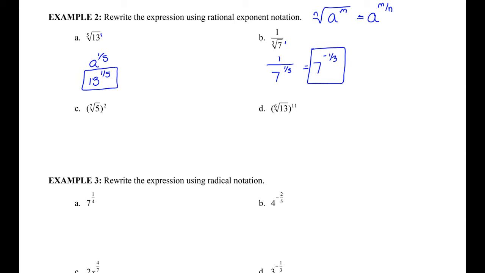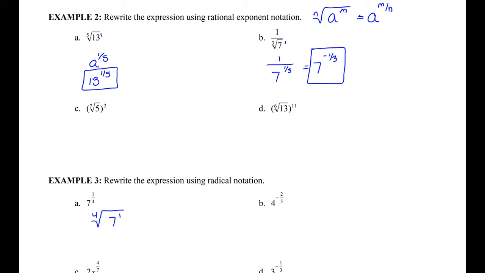We're going to look at example 3a, going the opposite direction, writing this using radical notation. So the denominator tells me what root I'm taking, so I'm taking the fourth root, and my base goes underneath, and it has a base of 7, and the m value is 1. You don't need to write the 1, but this is where it would go.